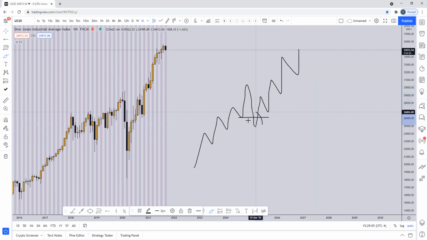And a lot of people get out right here because they believe, oh, we have a breakup structure, the trend is changing. Well, actually the trend is not changing. Money is just being collected at that point in time in that area.